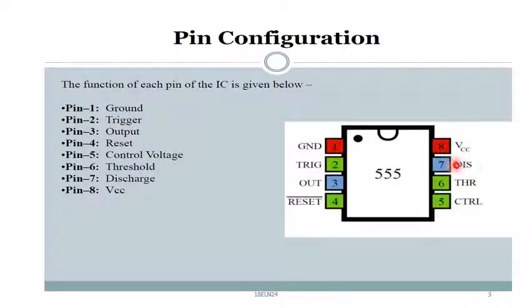Then pin number 7 is discharge. In applications like astable and monostable multivibrators, the discharging of the capacitor will take place through pin number 7. Pin number 6 is threshold, and pin number 5 is control. So here 2 is the input and 3 is the output. This is the pin configuration of the IC 555 timer.